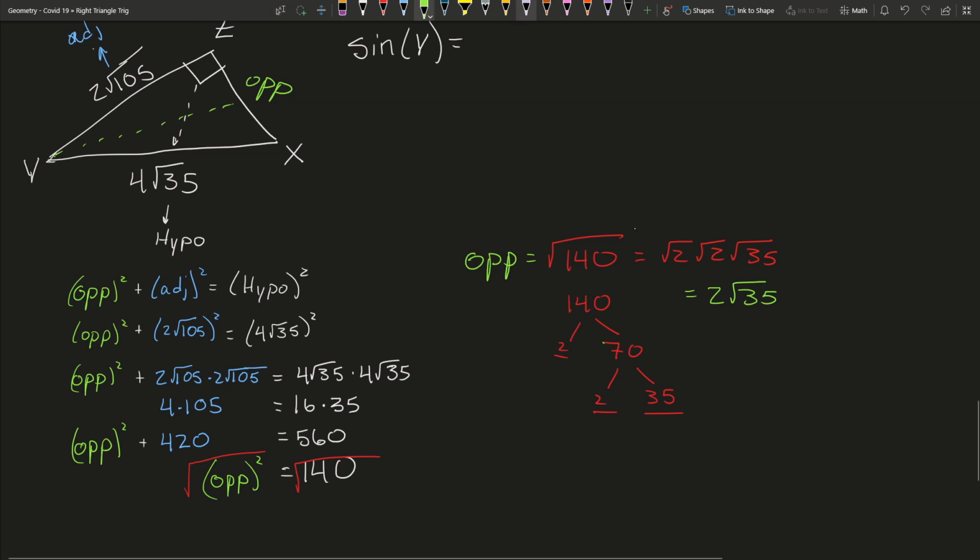All right, and then sine is opposite over hypotenuse. So we have 2 rad 35 over 4 rad 35. Those rad 35s are in common in the numerator and denominator. So we have 2 over 4, which just equals 1/2.